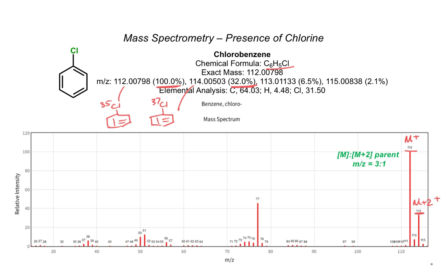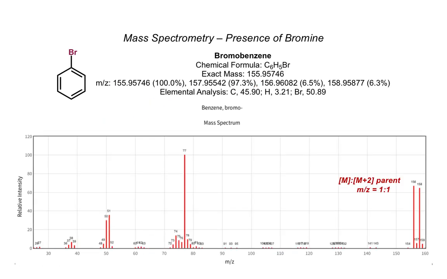So visually, even without drawing the line to the y-axis, you can see it's about 3 to 1. So now look at the bromobenzene. If you focus your eyeball at the parent region, these two numbers, we have 156 and 158. Notice the heights of those peaks, they're about the same. That's the 1-to-1 ratio.